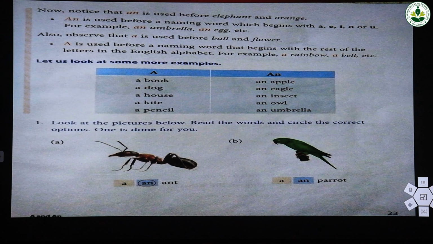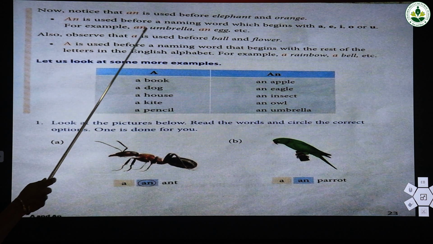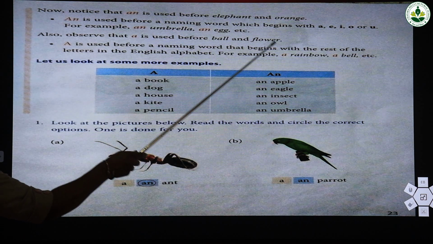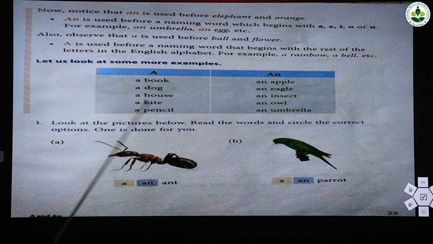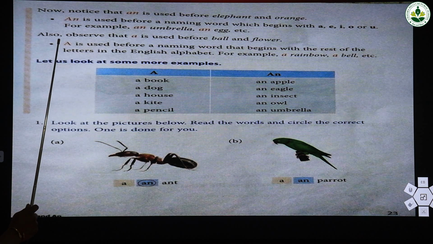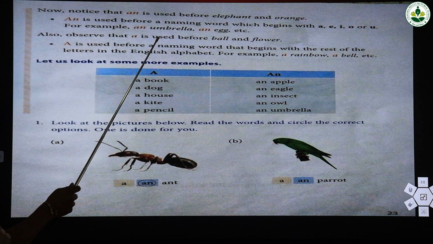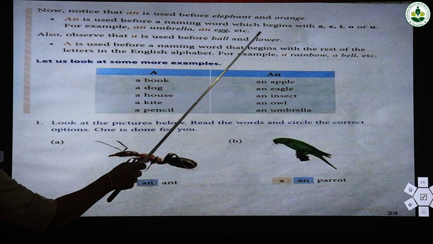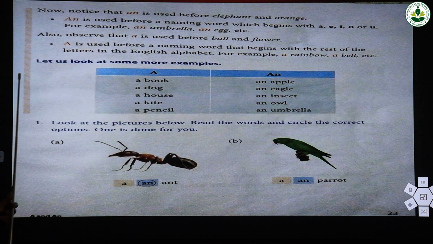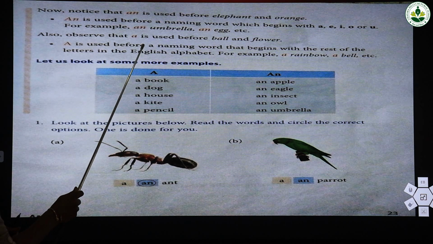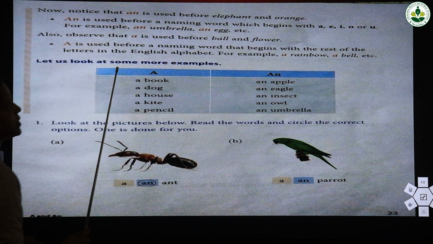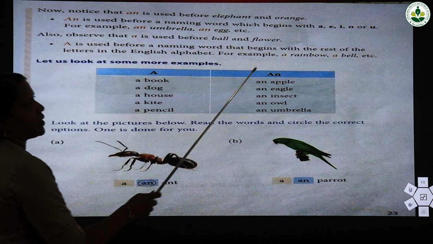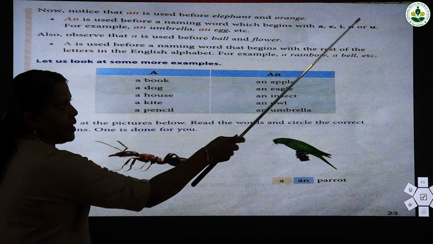So all of you listen here. An is used before a naming word which begins with A, E, I, O or U. Also observe that A is used before ball and flower. A is used before a naming word that begins with the rest of the letters in the English alphabet. For example, a rainbow, a bell, etc.